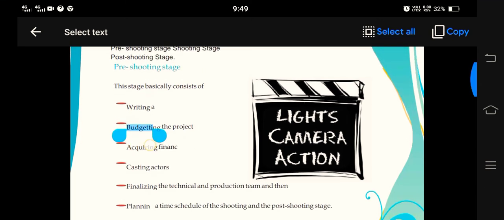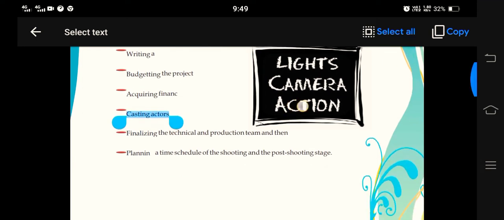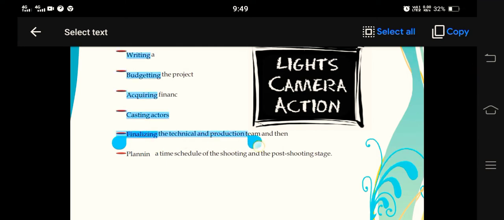Then it is acquiring finance. Then casting actors. For sure there should be entertainers, performers in the film who are going to perform or act. Then finalizing the technical and production team, and then planning a time schedule of shooting and the post-production stage.